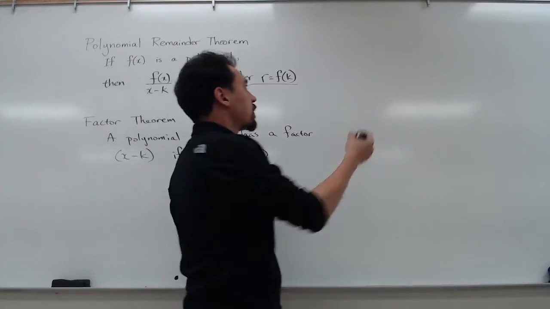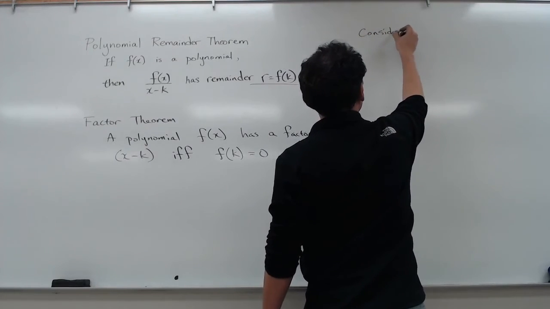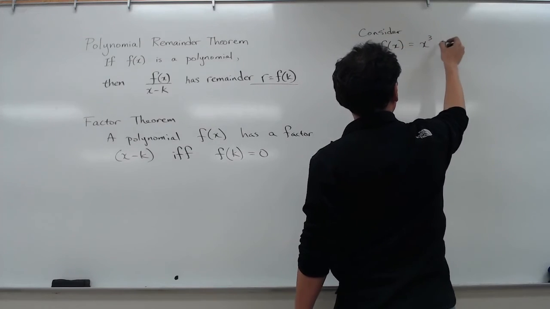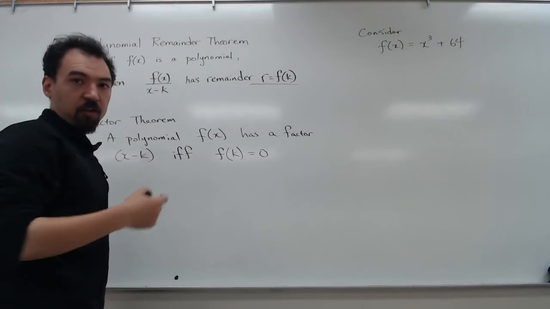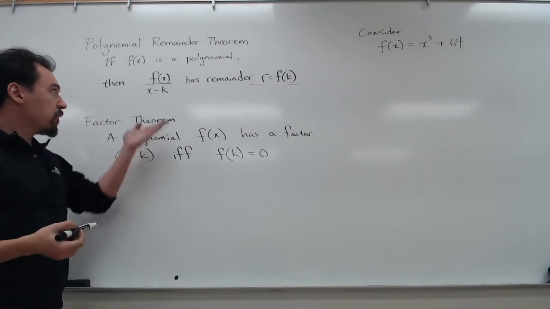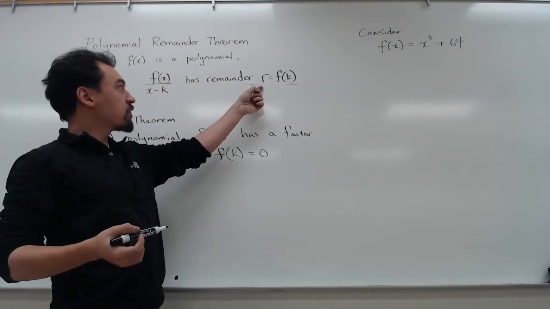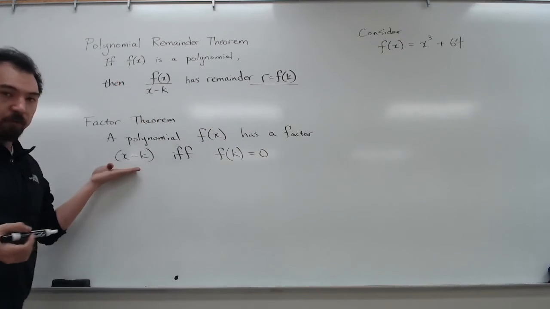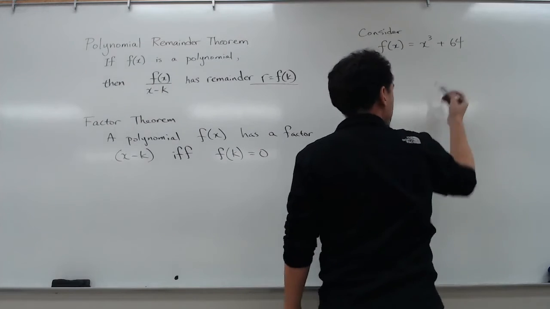Let's do one more. So consider an f of x that is x cubed plus 64. And let's just say the goal is to factor that thing. So what we want to do is divide by an x minus k, where we get a remainder of 0, which tells us that f of k equals 0. So we have this, and then we conclude that x minus k is a factor, right? So I want to do a division process.